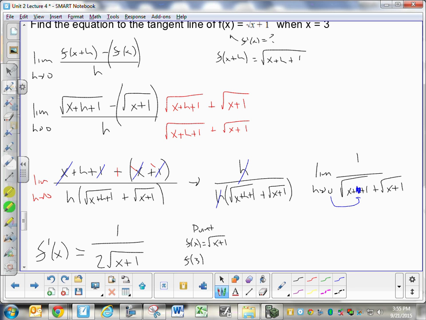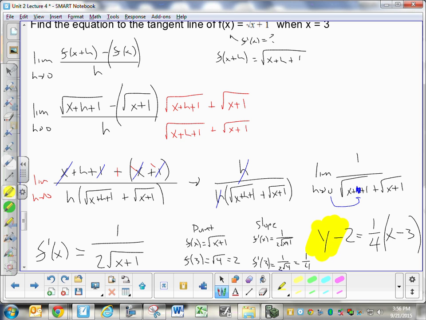F of 3 is going to be the square root of 4, which is 2. So I get the point (3, 2). And I'll need my slope for my equation of my line. That'll come from my helper, my derivative. And I plug in 3, which will be 1/4. Then my line would be y minus y1 equals m, slope of the tangent, x minus x1.